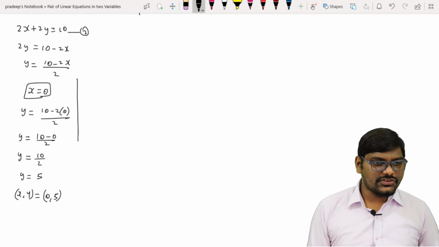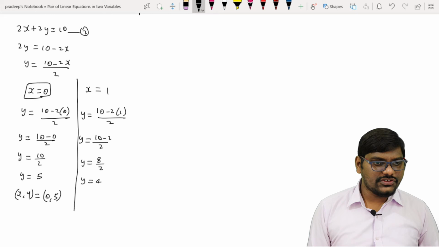Okay, so let's see the next one. Now I'm taking x equal to 1, so I can take the same equation, y equal to 10 minus 2 into x. In the place of x I can substitute 1. So I'll get y equal to 10 minus 2 by 2, which is nothing but y equal to 10 minus 2 is 8, 8 by 2.